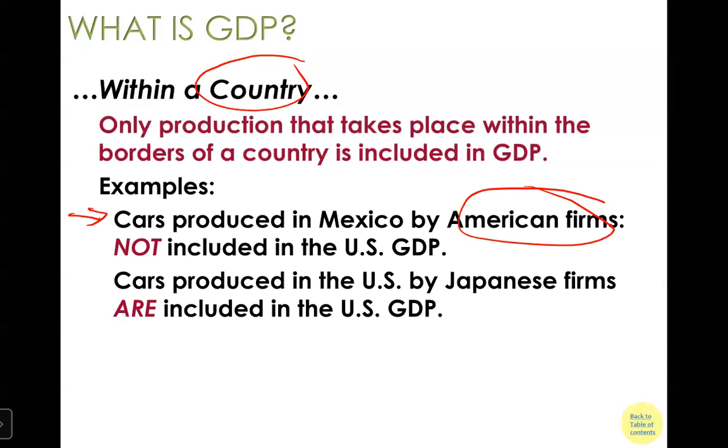Another example: cars produced in the United States by a Japanese firm will be included in the US GDP. So this is GDP. It is domestic, with a geographic restriction, because it is inside the boundary of the economy.